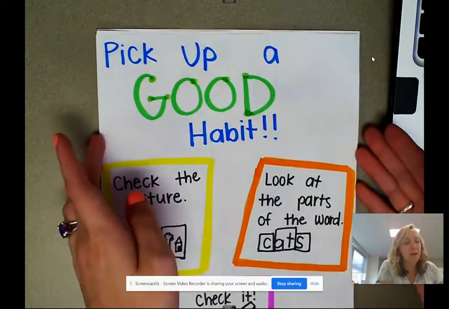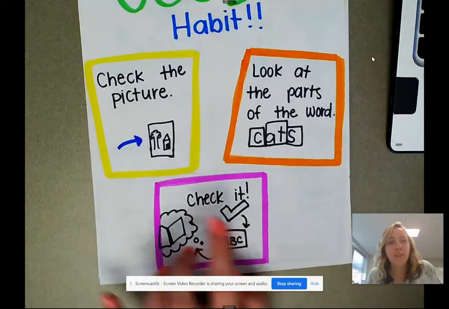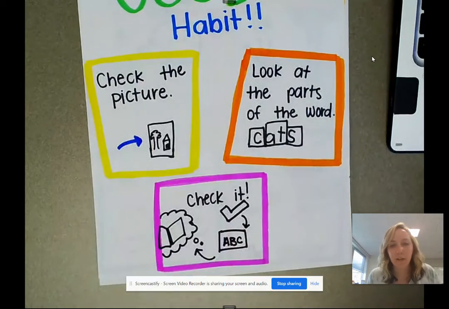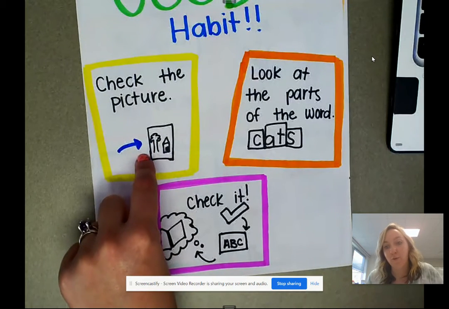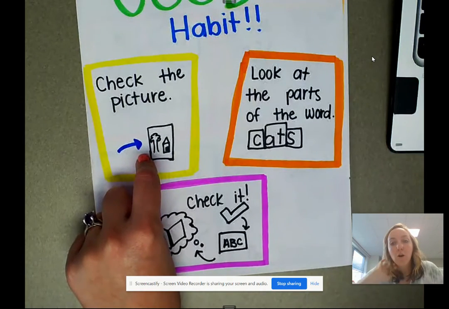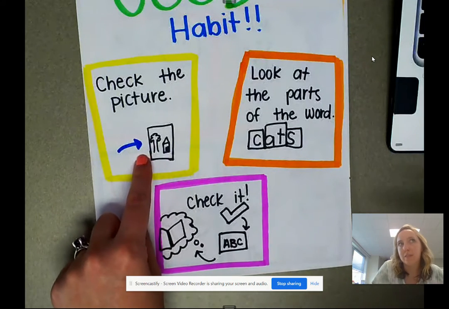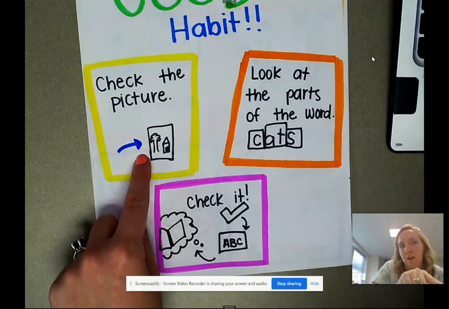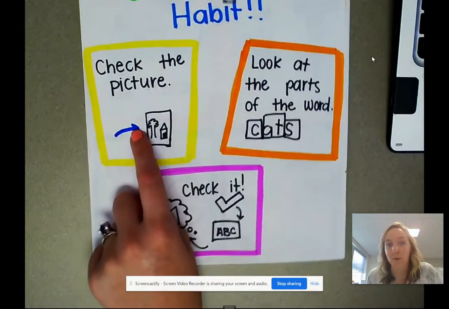And the anchor chart I made for this says, pick up a good habit. The first good habit is check the picture. Normally, the word that you might be stuck on is something that you can find in the photo or the picture, or you can use your thinking and be like, well, if this is in the picture, this could be the word. So always, always, always check the picture.